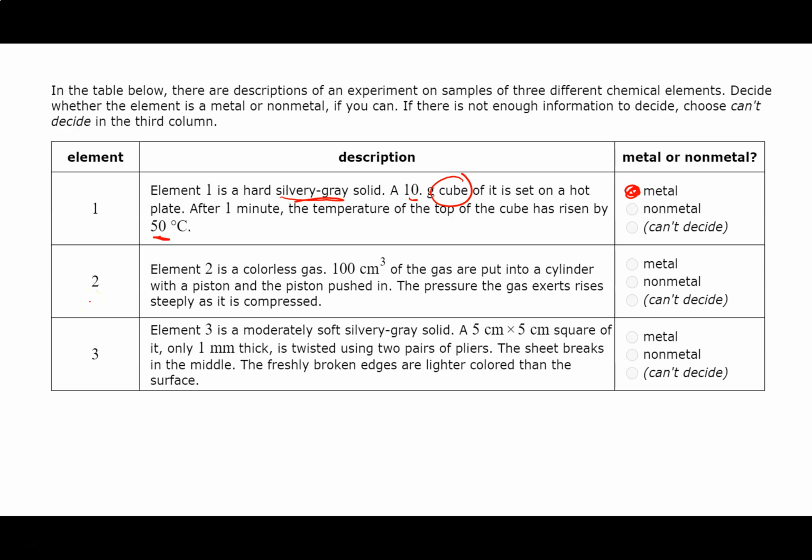Okay, let's have a look. Element 2 is a colorless gas. Well, immediately it's not a metal, right? Because there are no metals that are gases. So it's got to be a non-metal.